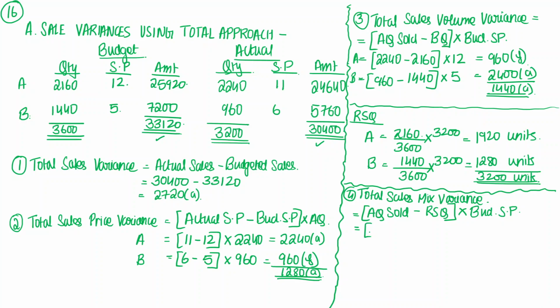Actual quantity sold is 2240, revised 1920. So we sold more than what we budgeted, into 12. 3840.